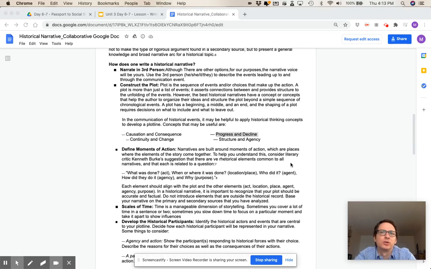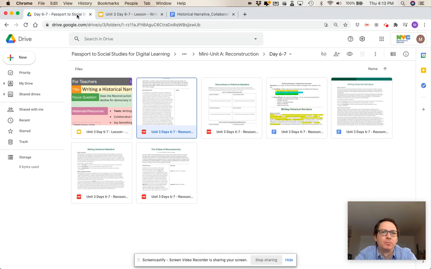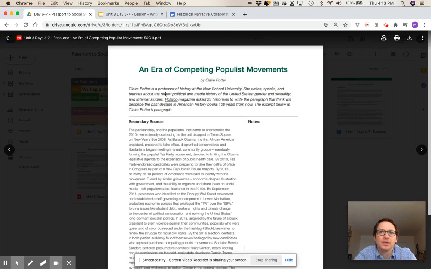Third, in this lesson, your teacher modeled with you how to break down a historical narrative into its components, making it easier for us to understand each of them. And I'm going to pull up one of them right now. And here's the second one that you read.